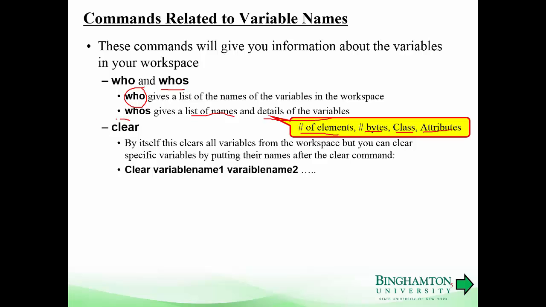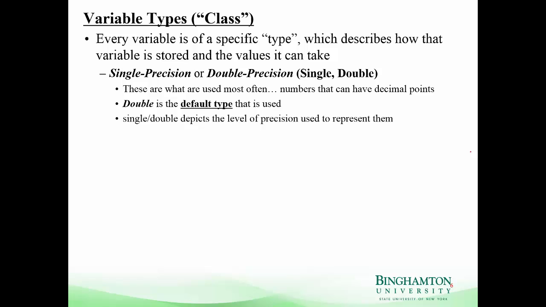We've also talked about the command clear and how you can use it to clear all the variables, or you can just put in specific variable names. And you can see here that I can't spell. Well, I can spell, I just can't type. So let's talk about the different variable types. These are sometimes called variable class.